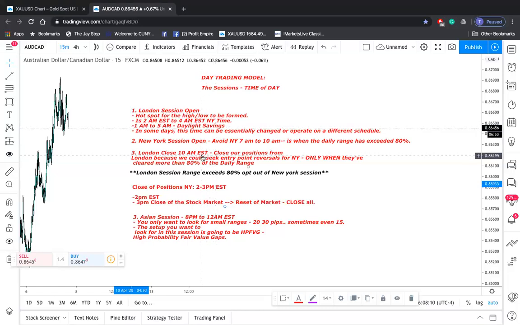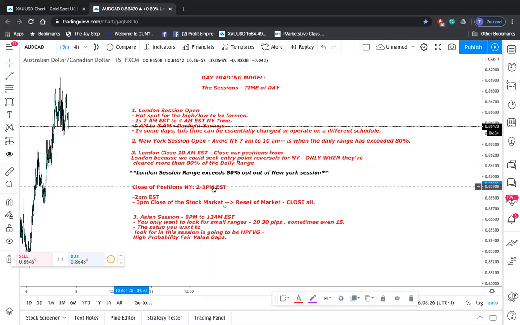So the second one that we're going to go over is going to be the New York Session Open, and that's from 7 a.m. to 10 a.m. Now you want to avoid New York Session when the daily range in London has exceeded 80%. Right, so when the London Session range exceeds 80%, you want to opt out of New York Session.